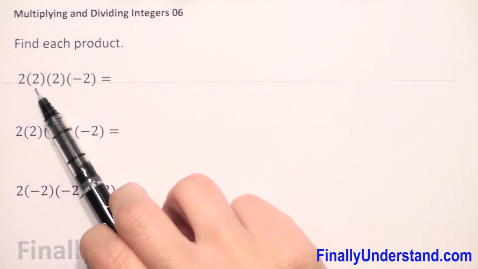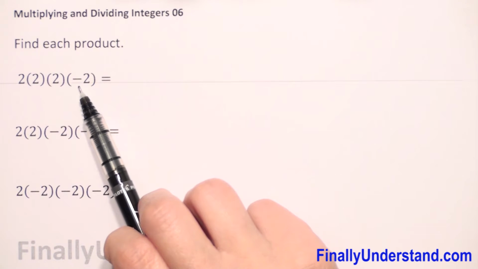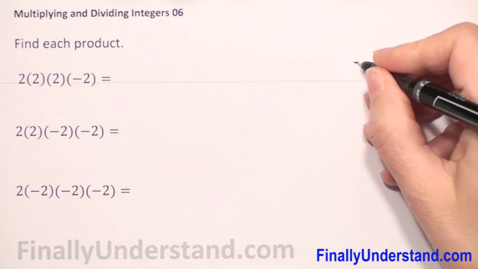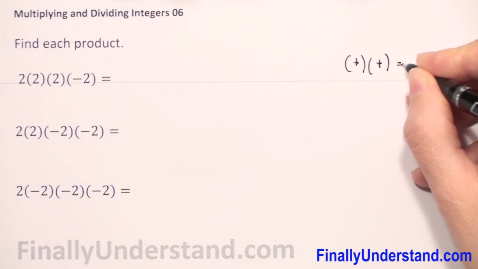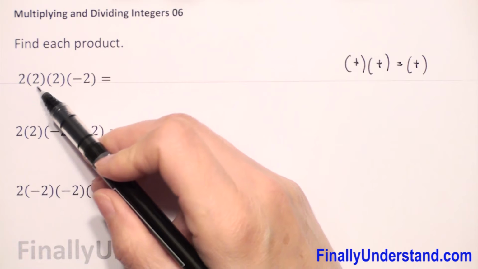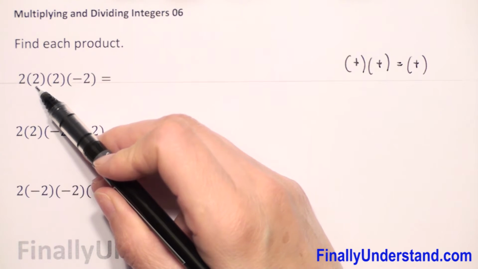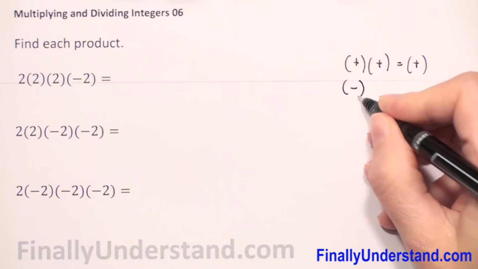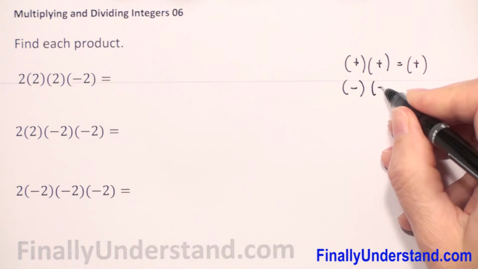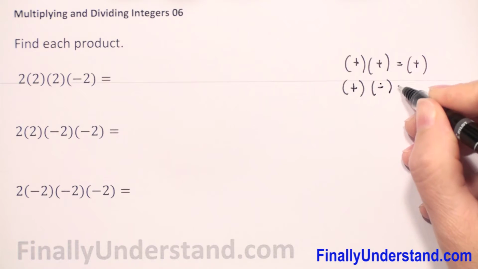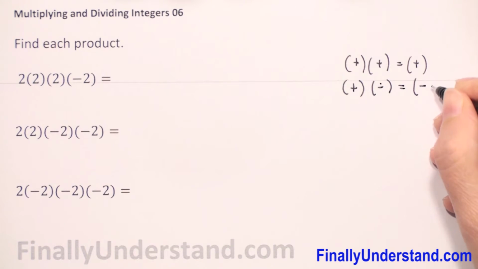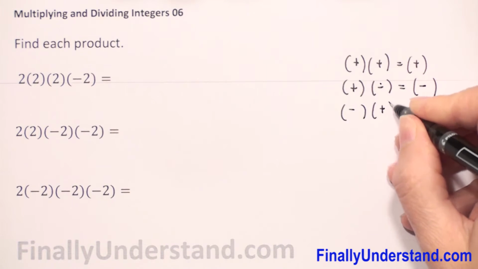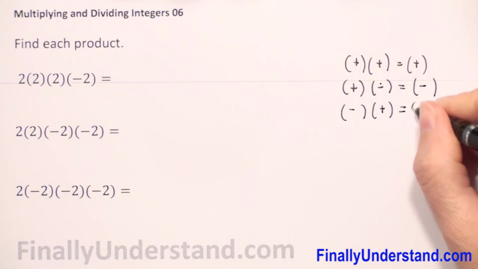So we have positive numbers times a negative. Positive times positive always gives a positive answer. So positive times positive will be positive. And now we have to multiply the positive number times a negative. Positive times negative, the answer is always negative. Positive times negative or negative times positive, you have to memorize, is negative.